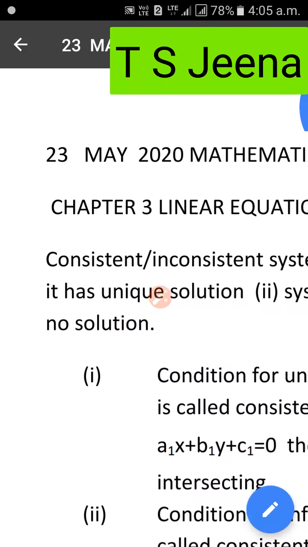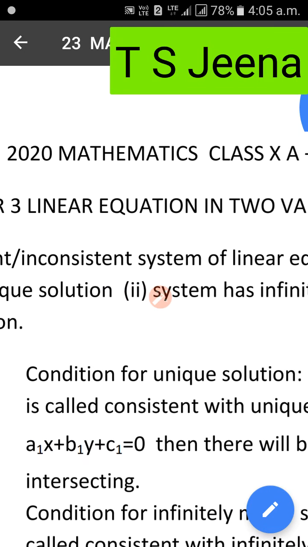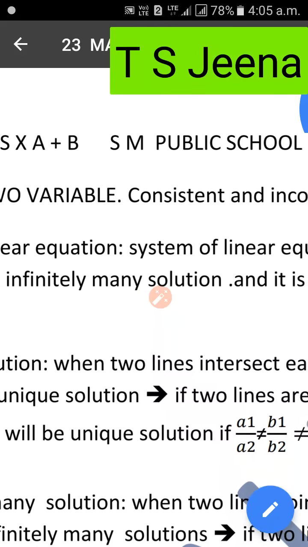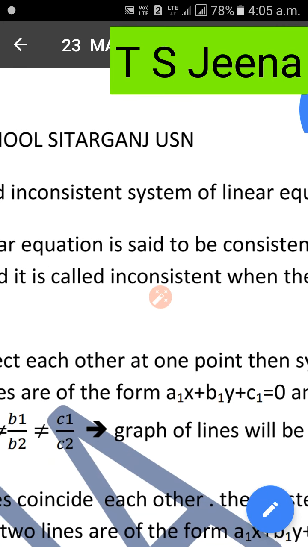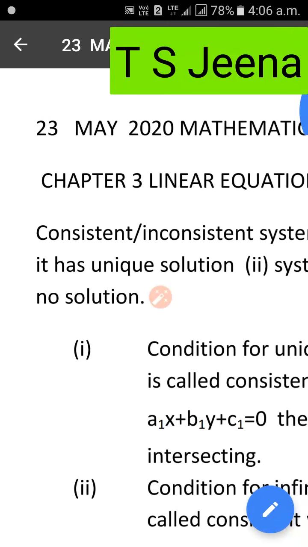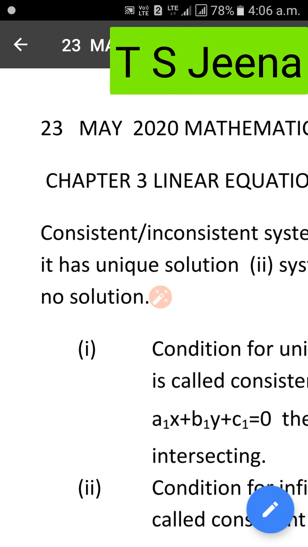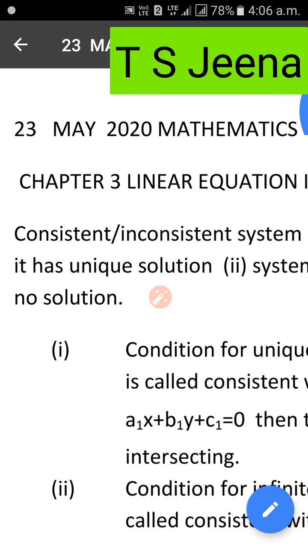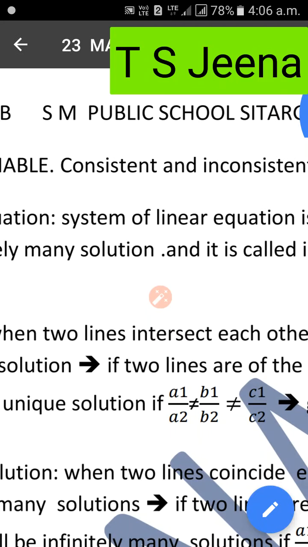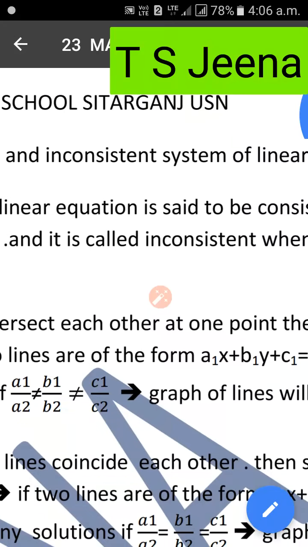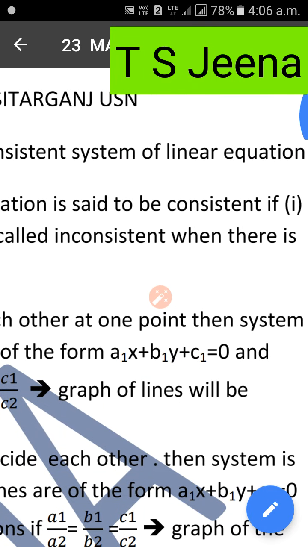Today we will describe the consistent and inconsistent system of linear equations. I have already described in the graphical method that the system will be consistent or inconsistent. It depends upon the condition of the lines.